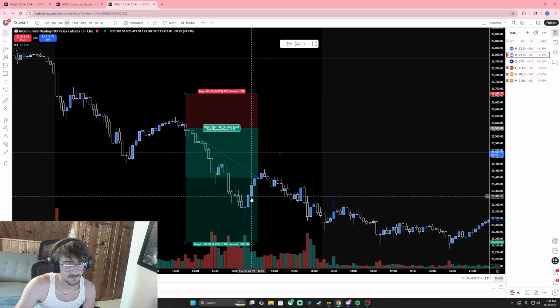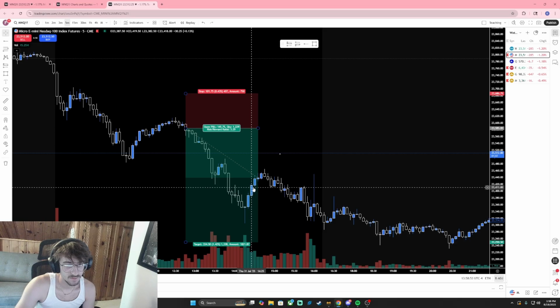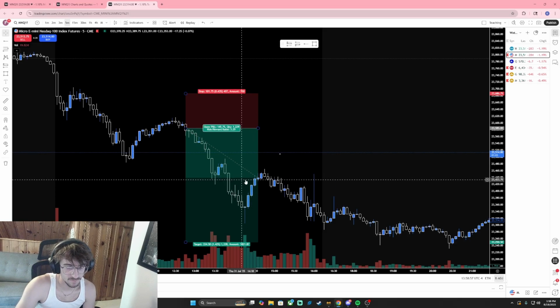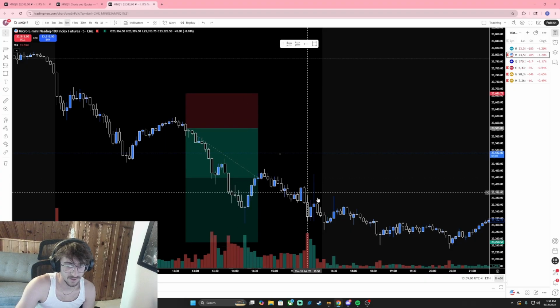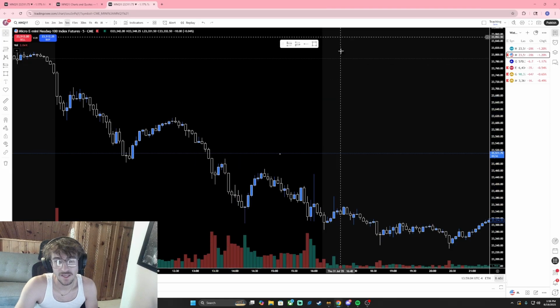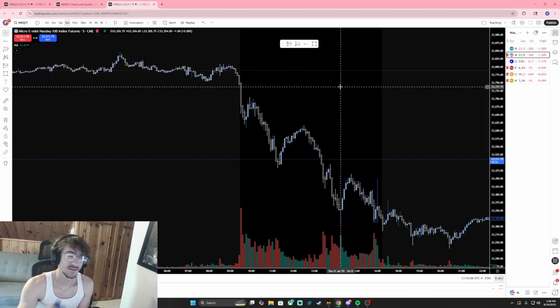First FVG created off of that bullish candle wick. Break of structure. I would have taken profit right here. I would have been out of this trade right here. I don't care if it went down. I'm taking profit right here, just because if I see something to the inverse that I would take as a trade, I'm not going to sit on it any longer.